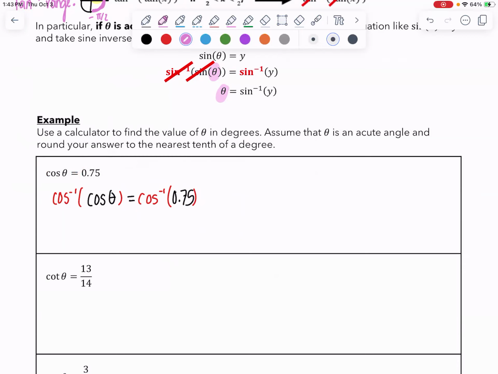We know that the cosine inverse will cancel because theta is acute. We're left with theta is equal to cosine inverse of 0.75. And if you plug that into a calculator and round to the nearest tenth of a degree, you should get theta is equal to 41.4 degrees.